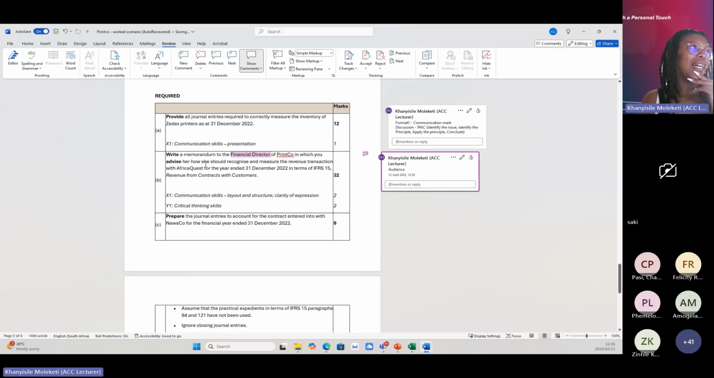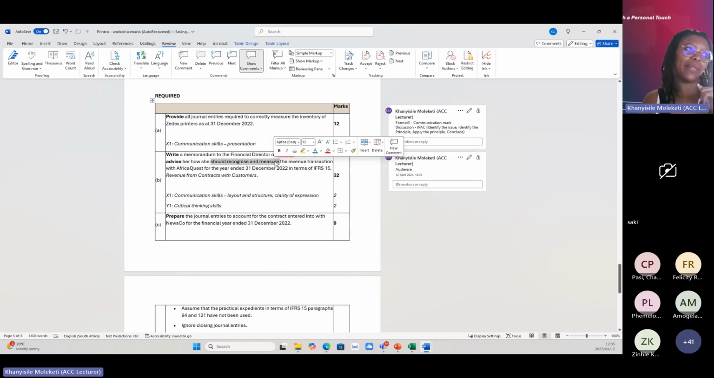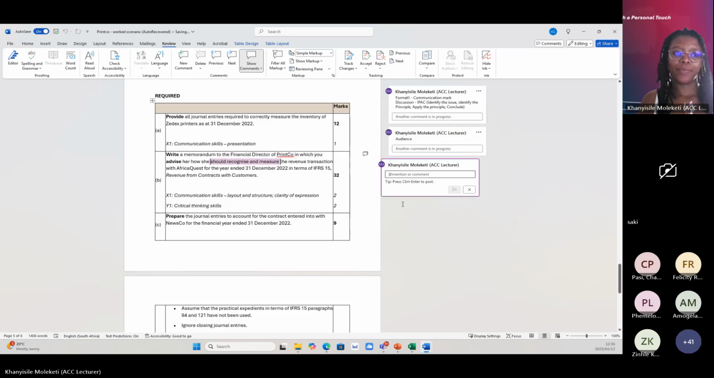Then they want us to tell her how she should recognize and measure revenue. Right? So we know recognition is steps 1 to 5. Measure is steps 3 and 4. So in this instance, they want everything. So when they say advise how to recognize and measure, that means all 5 steps.